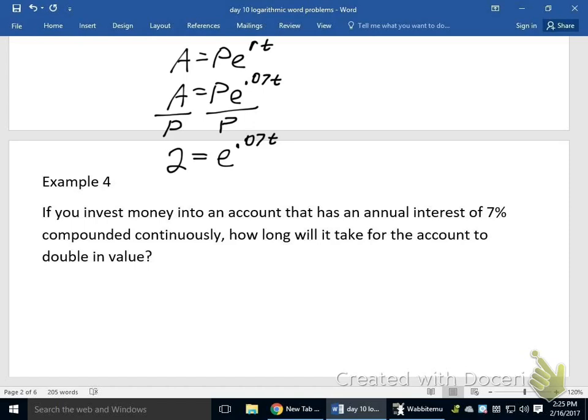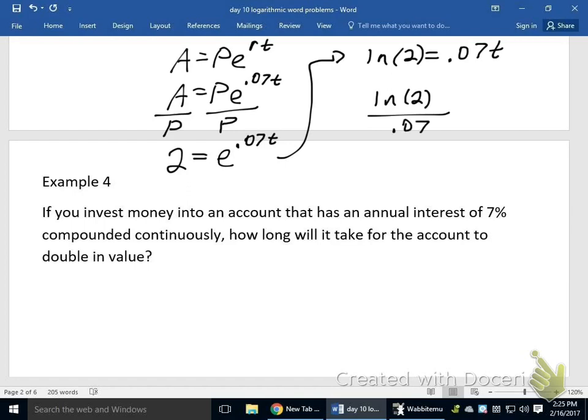Now all I would do is take the natural log on both sides, and I'd have natural log of 2 equals 0.07t, and I just have to divide by 0.07. So natural log of 2 divided by 0.07. Once I type this in my calculator, I'll have my answer. I get an answer that is about 9.9 years.